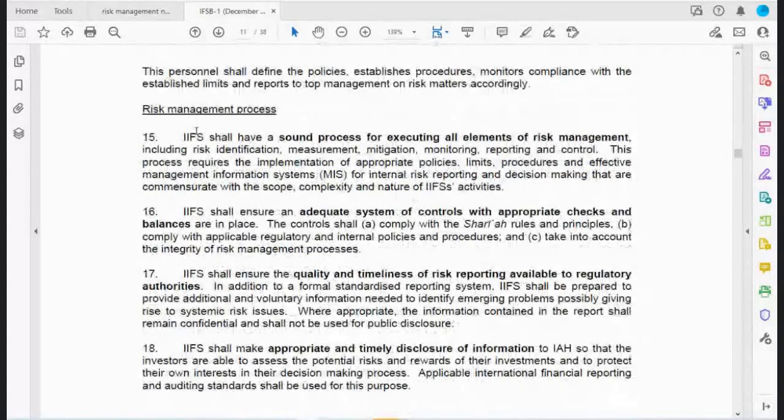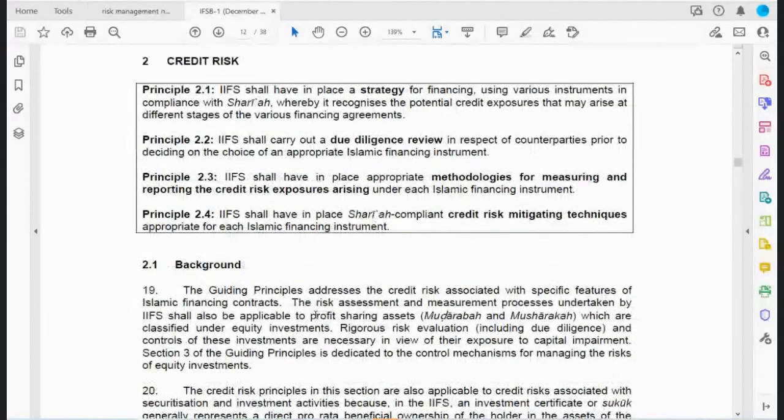Okay, risk management process. IFI shall have a sound process of executing all elements of risk management. Okay, FI shall ensure adequate system of control with appropriate check and balance. FI shall ensure quality and timeliness of risk reporting available to regulatory authority. And then FI shall make appropriate and timely disclosure of information to investment account holder. Maybe any disclosure in the annual report. Okay. So first is credit risk.